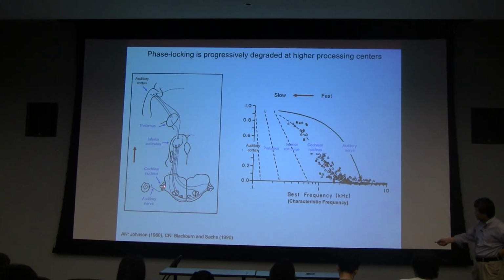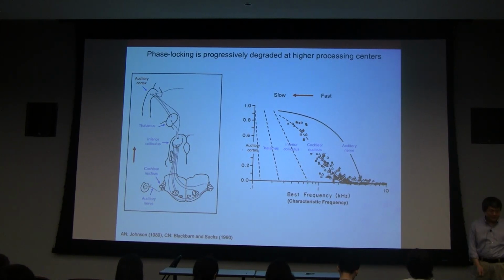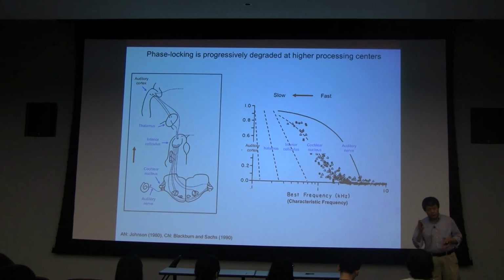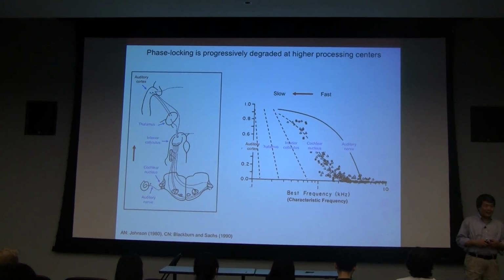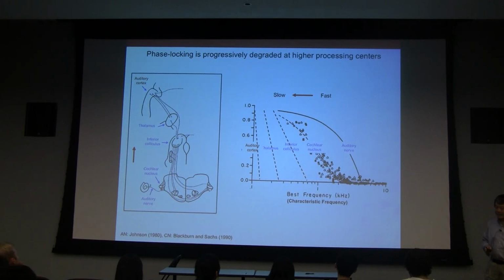Now, if we continue to repeat this experiment in inferior colliculus, thalamus, and cortex, here's the curve. Schematically, inferior colliculus is here, less than 1000 hertz. Thalamus, less than 300 hertz. Auditory cortex, almost only 100 hertz. That means if you do this phase locking experiment, you should not expect any phase locking faster than 100 hertz in cortex. Does that cause a problem?